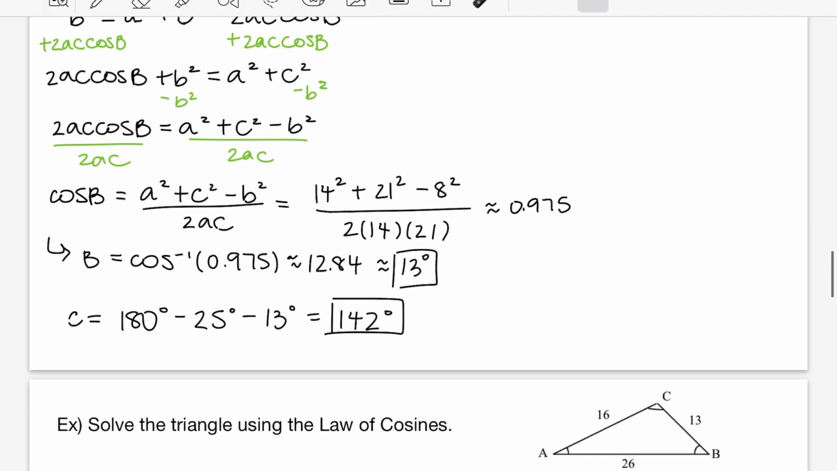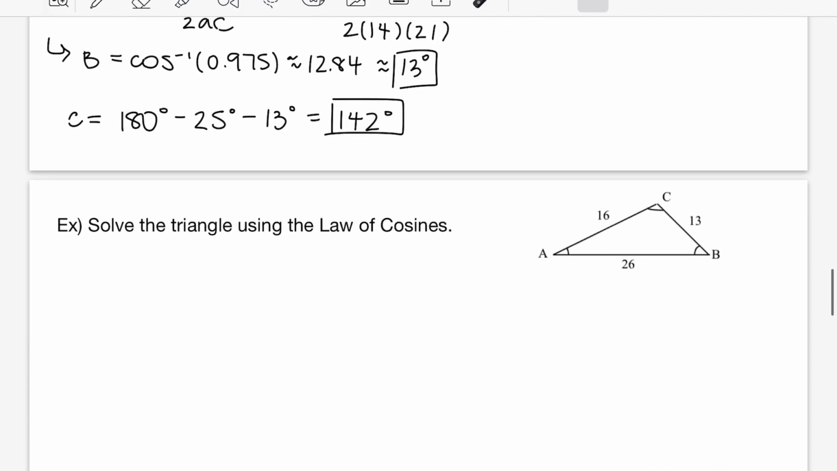Let's do the same thing for this next example here. We again want to solve this triangle using the law of cosines. Now, in this case, we're given all 3 sides of this triangle here, so we're going to need to find all 3 angles. What we'll do is find two angles and then use this fact here, like we did in the last example, to find the last angle.